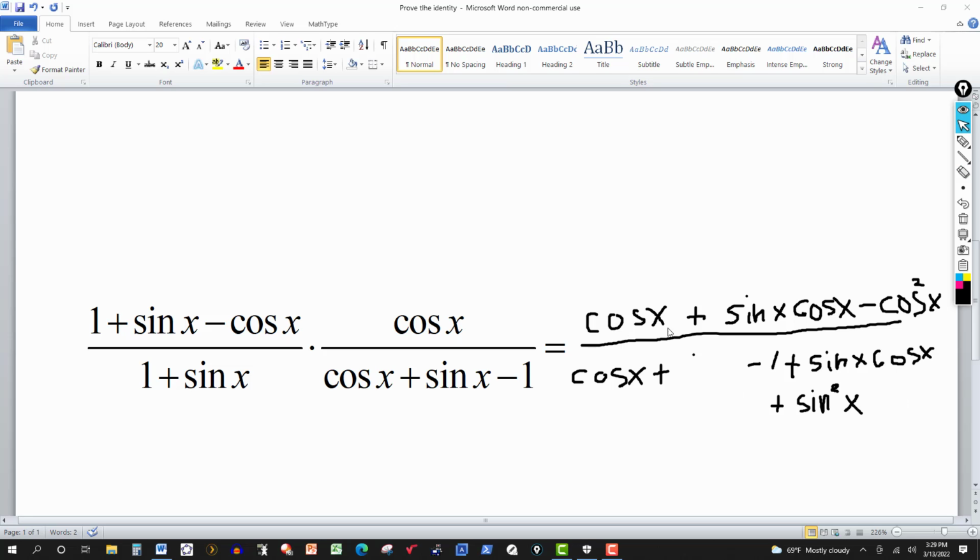So let's look at what we have left. So let's look at the numerator. We have cosine of x, sine of x. In the denominator we have cosine of x, cosine of x. And the top we have sine of x, cosine of x. We have it over here, sine of x, cosine of x. Now the numerator has this minus cosine squared here.